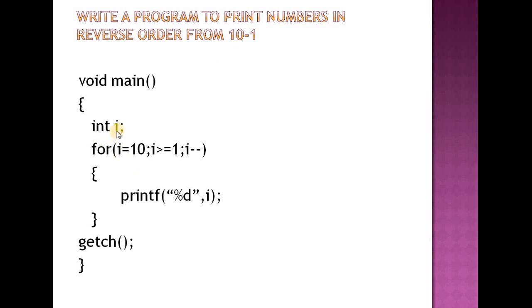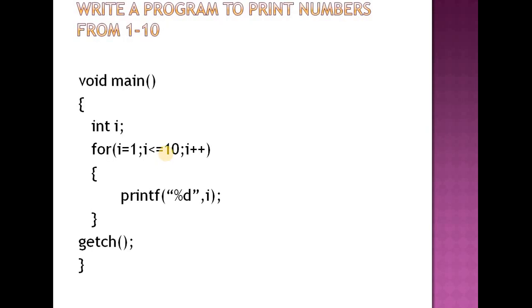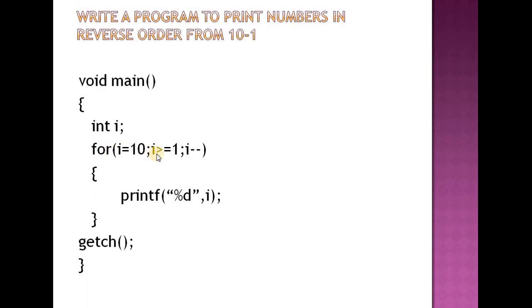We have taken the same control variable I is equal to now 10 because we are going to print from 10 to 1. So I is equal to 10. Is 10 greater than or equal to 1? See here, now the test condition has been changed. In the previous program it was less than or equal to 10. Okay, and now it will become greater than or equal to 1. Is 10 greater than or equal to 1? Yes. So enter this printf I, 10 will get printed.